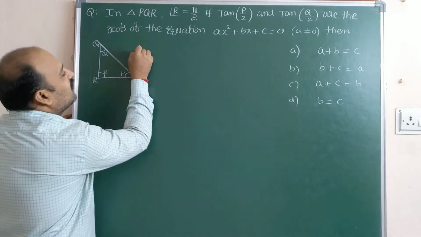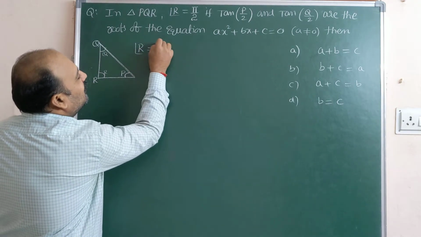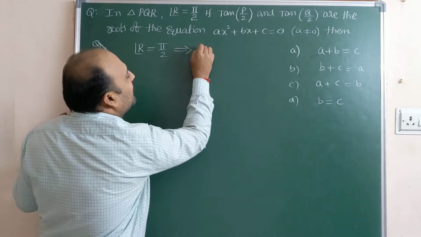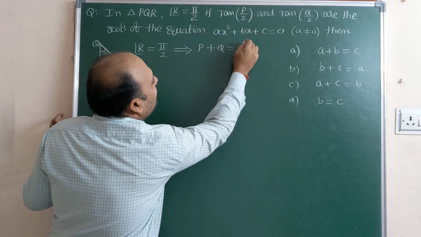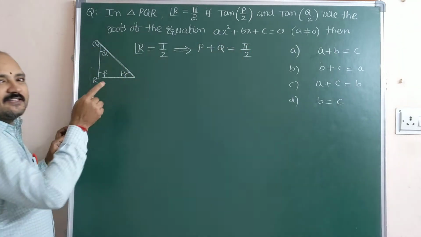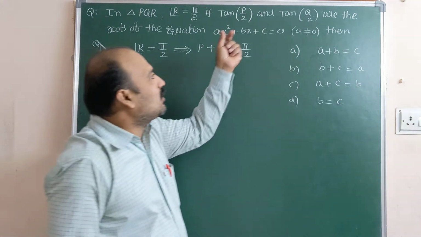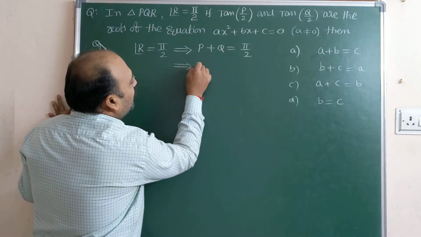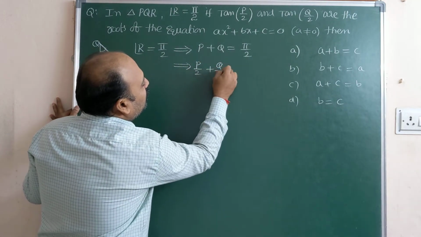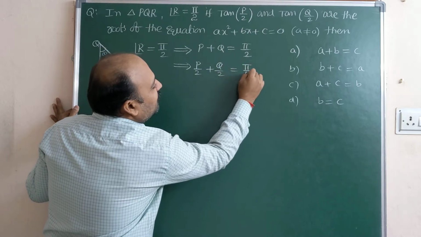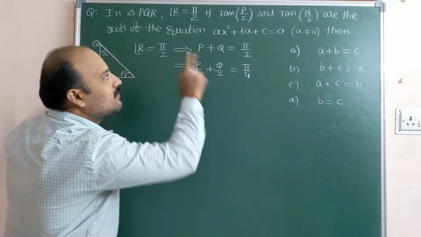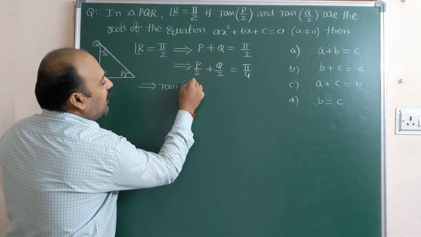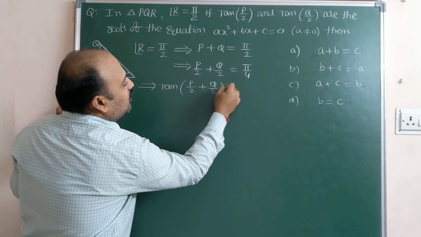From the figure, angle R equal to pi by 2, that implies that the sum of the angles P and Q should be equal to 90 degrees. I hope you understand from the figure, dear students. Here in the question, P by 2, Q by 2 terms are there. So I want to divide by 2. So P by 2 plus Q by 2 is equal to pi by 2 by 2, pi by 4 will come. Tan terms are there, so taking tan on both sides. Tan of P by 2 plus Q by 2 is equal to tan pi by 4.